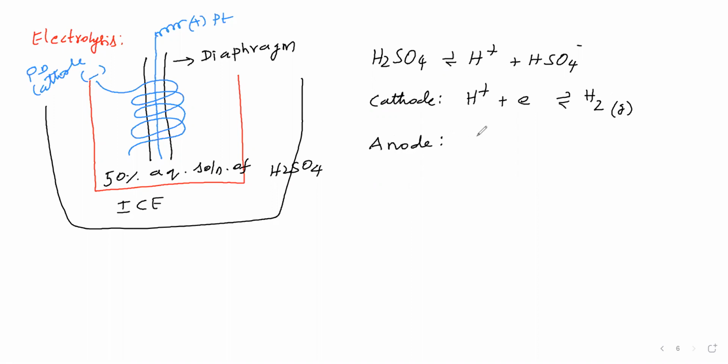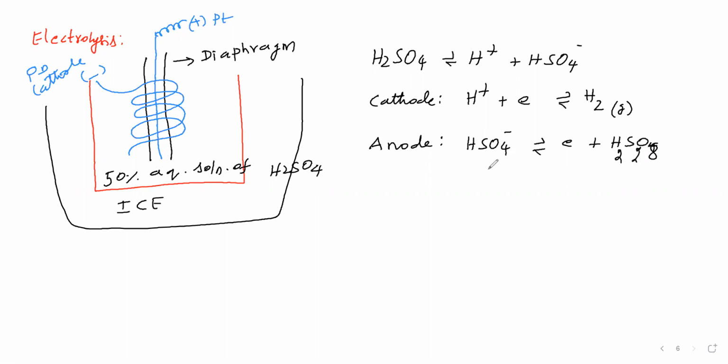Bisulfate is an anion, so it goes to the anode. It loses an electron and becomes HSO4. It dimerizes and becomes H2S2O8. We can call this Marshall's acid.